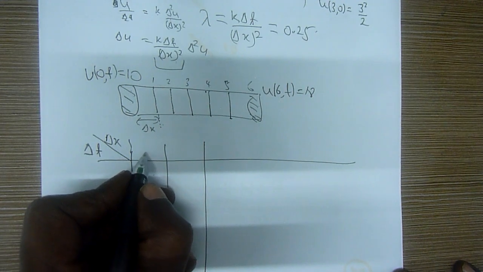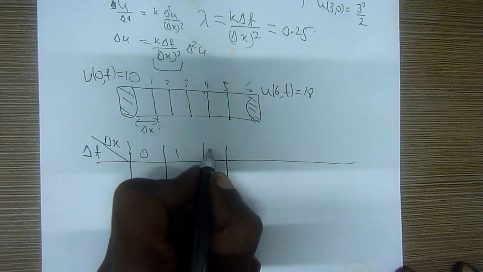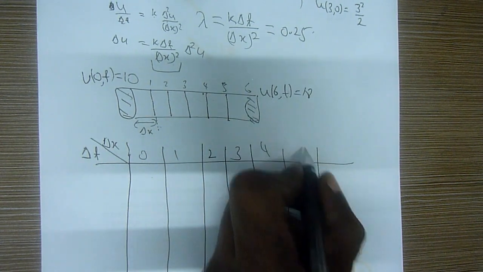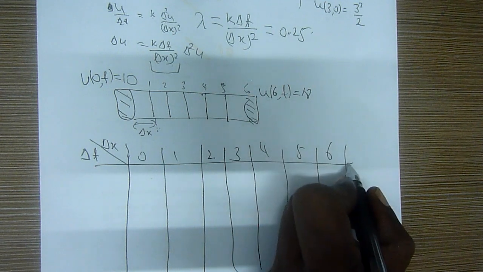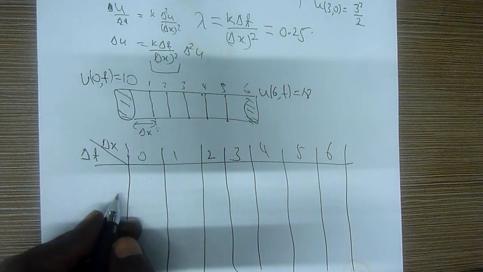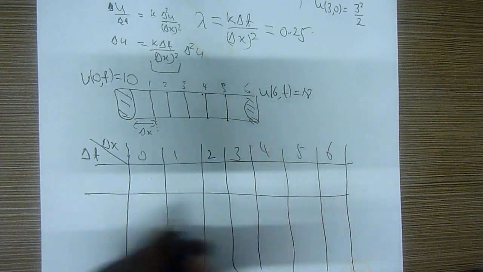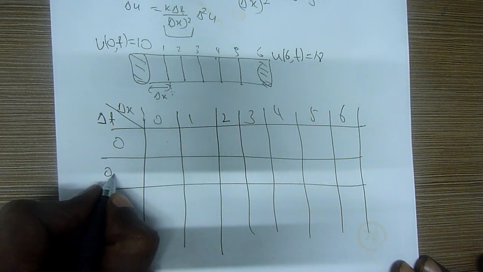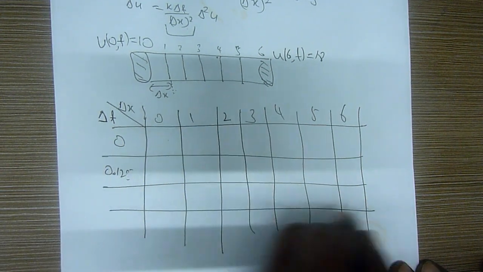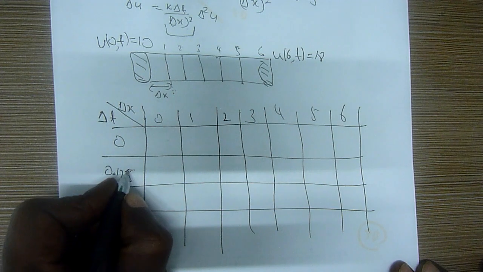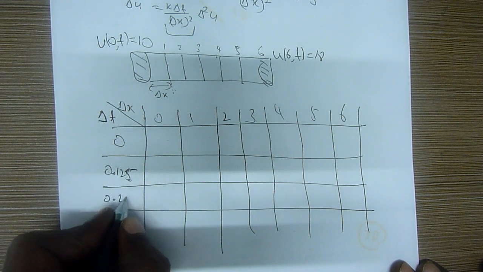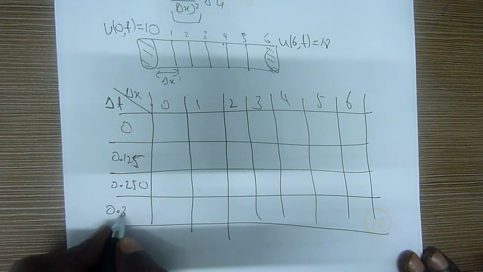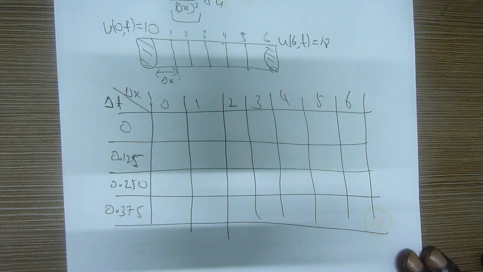Okay, 0, 1, 2, 3, 4, 5, 6. Okay, now break that. 1, 2, 0, 0.125, 0.250, okay, 0.375. Okay, agree? Can follow?